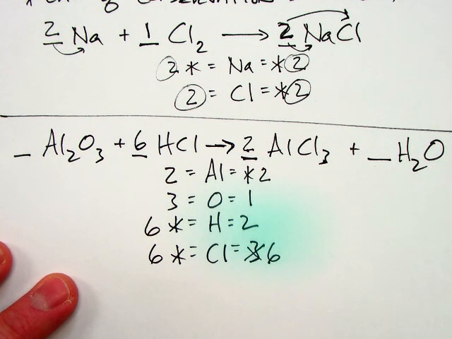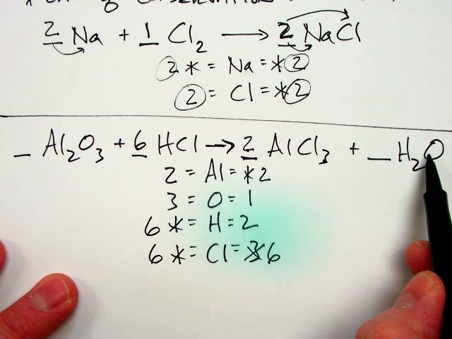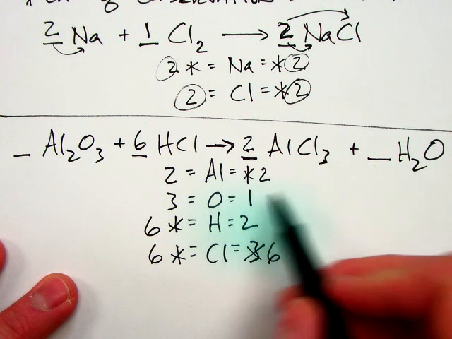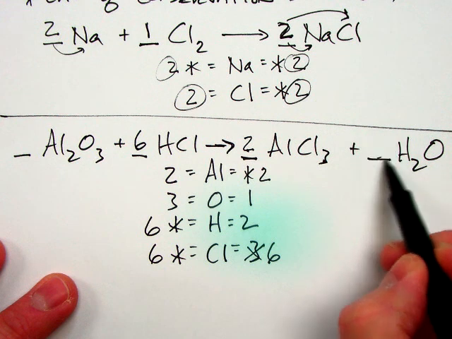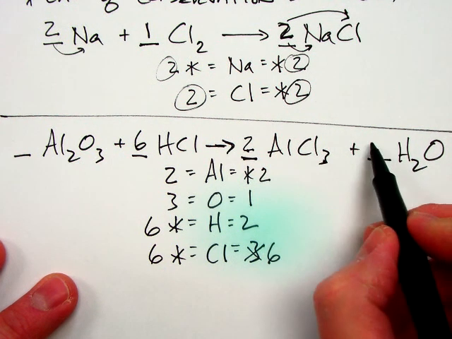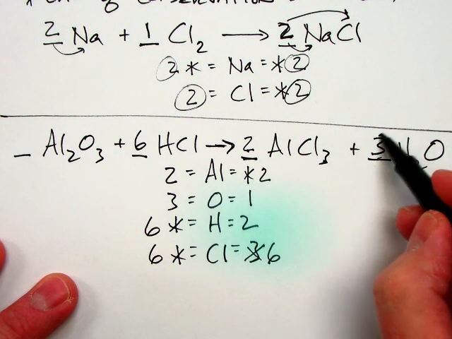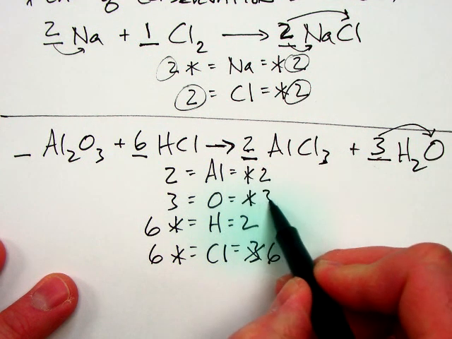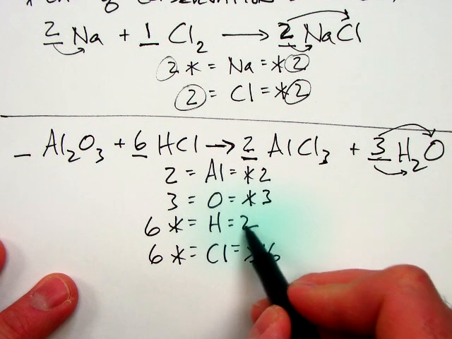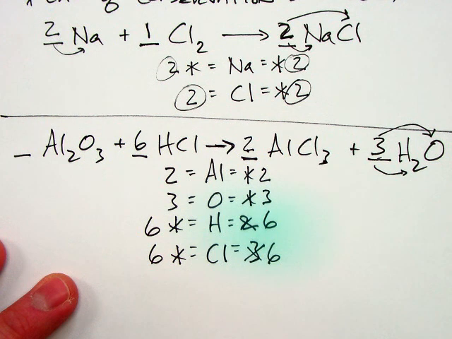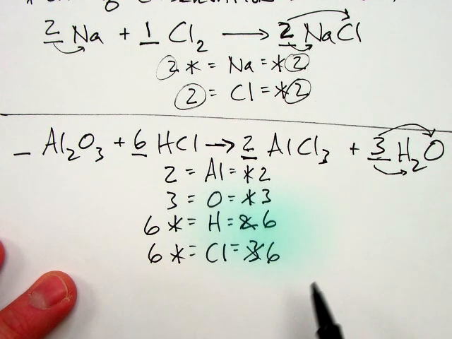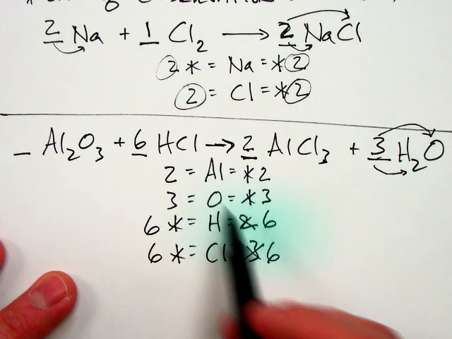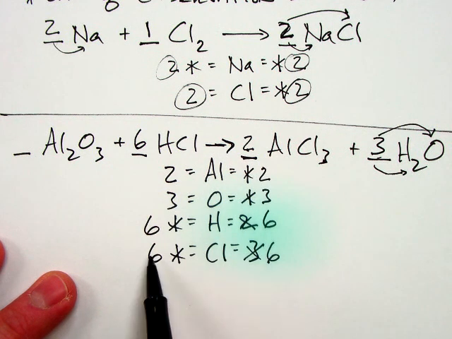Now I'm going to work on fixing the O's or the H's. It turns out it wouldn't matter which one I do because the O's and the H's on the right-hand side are together. So what number would I put in front so that I end up having 3 O's? It's going to be the number 3. Because 3 times my 1 oxygen gives me 3, and 3 times my 2 H's gives me 6. So we can see that everything is balanced in this equation. 2 and 2, 3 and 3, 6 and 6, 6 and 6.